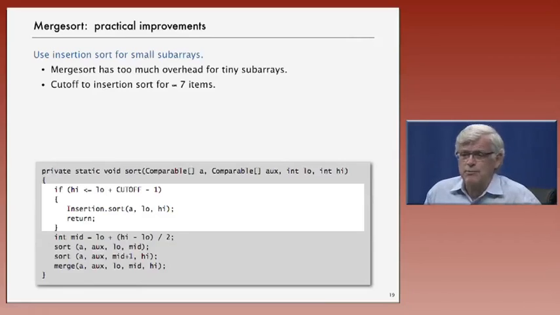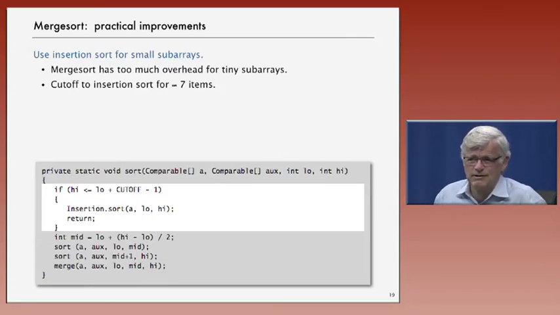Now, there's a number of practical improvements that we can use to make merge sort even more efficient than the simple one that we've looked at. We'll take a look at those because they're examples of techniques that we can use for other algorithms. First thing is that merge sort is too complicated to use for tiny arrays. So say the subarrays are only of size 2 or 3 or 4. There's too much overhead with the recursive calls and so forth to get that done efficiently.